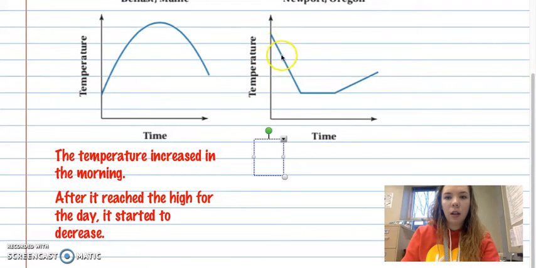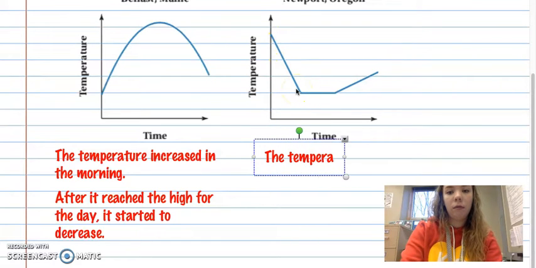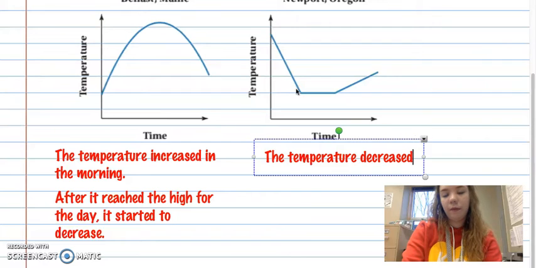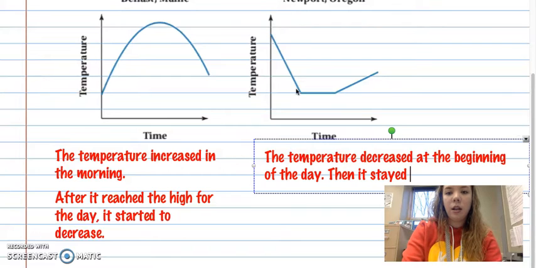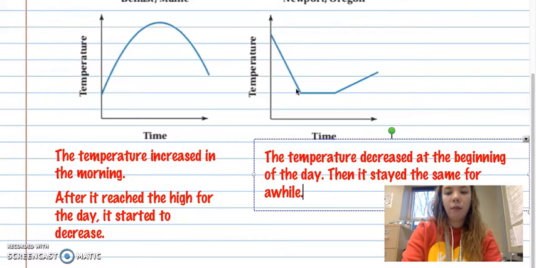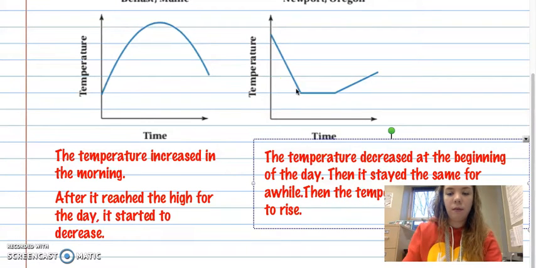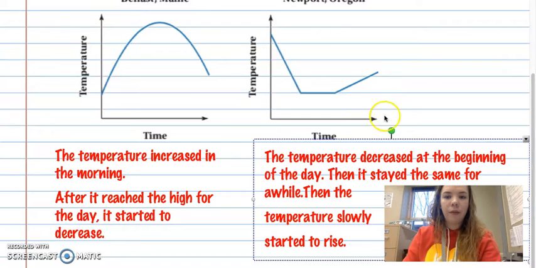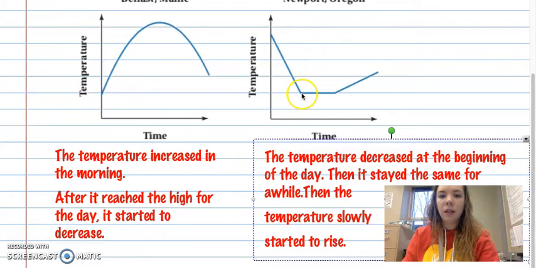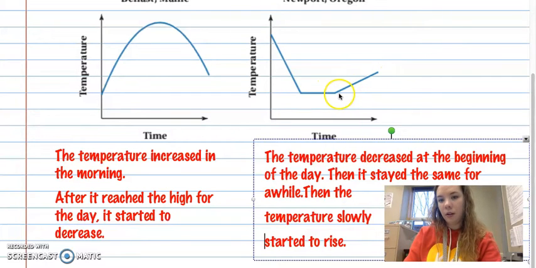this one, the temperature decreased at the beginning of the day. Then it stayed the same for a while. Then the temperature slowly started to rise. All right. Okay, so negative slope means decreasing. This flat line means it stayed the same for a while. And then positive slope means we're increasing again, but it's increasing slower than it was before because it's not as steep.